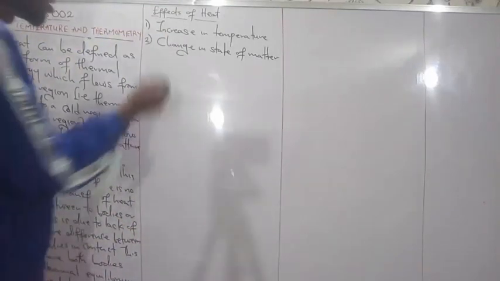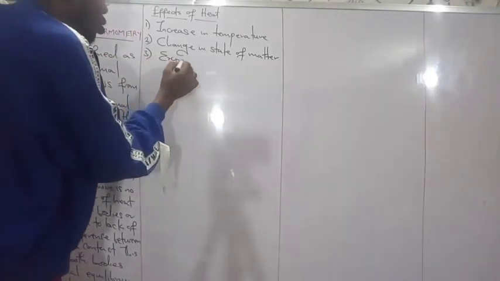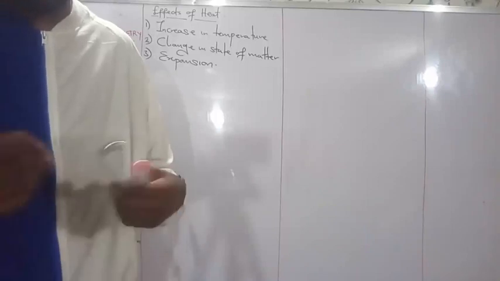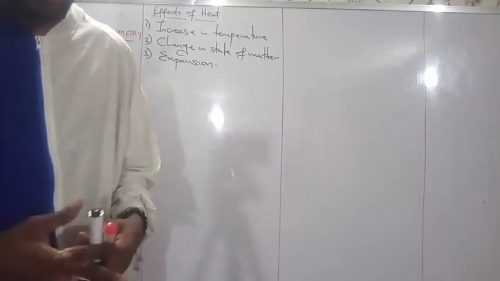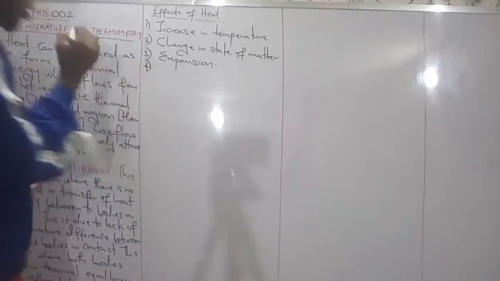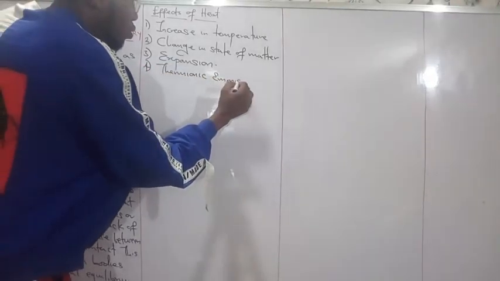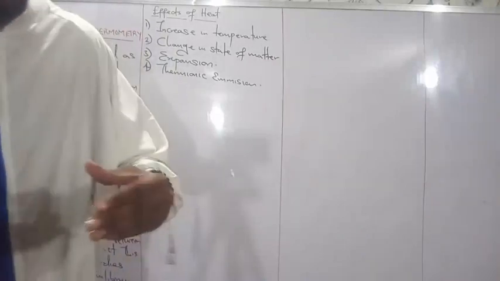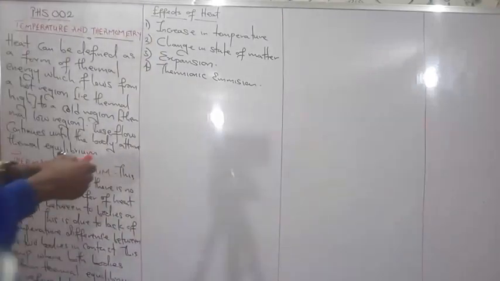Then we also look at another effect of heat: expansion. When an object is heated, the object tends to expand, and there will be a corresponding increase in the size of the object. That's what we refer to as expansion. So we can also look at another effect of heating: thermionic emission. When we talk about thermionic emission, that has to do with the liberation of electrons from a surface when heat is applied to that surface. I think I should write something on that one.